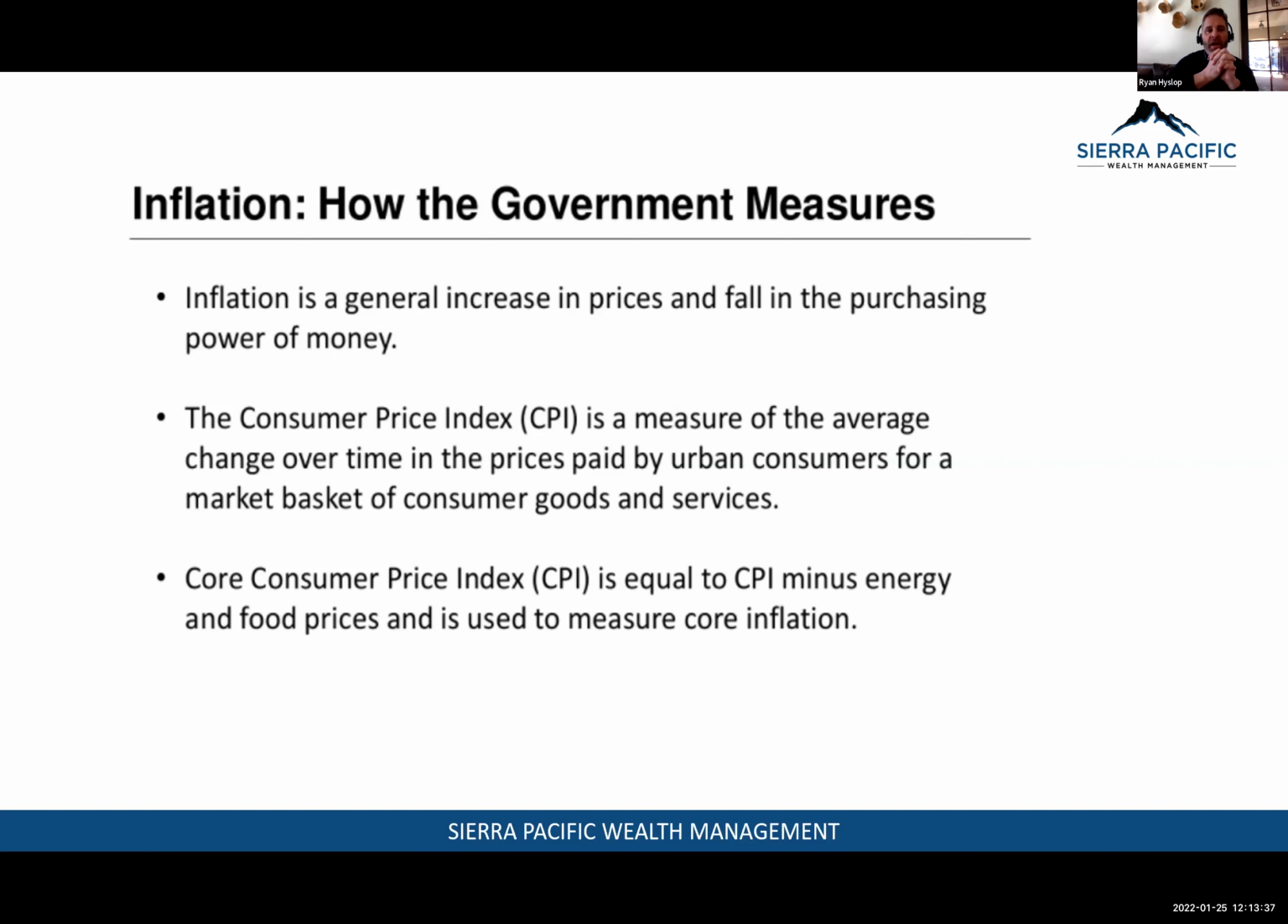Okay. So what is inflation? It's how the government measures a general increase in prices and fall in the purchasing power of money. When you retire, one of the most important things in your portfolio is to maintain what's called your purchasing power. Your purchasing power allows you to purchase goods and services for the same price, adjusted for inflation. So if inflation is going up 2% or 3% per annum, and you have all of your money in money market paying 0.01%, your real rate of return is negative 2.99% if inflation is running at 3%, meaning you're losing 2.99% of your purchasing power every year.